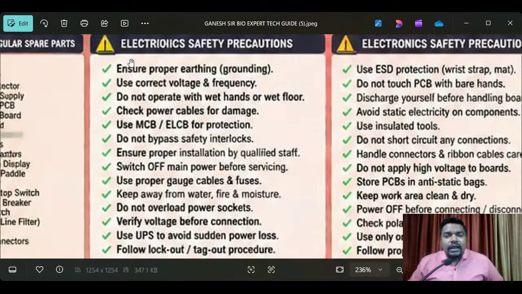And electrical safety precautions here: ensure power earthing and grounding, use correct voltage and frequencies, do not operate with wet hands or on a wet floor, check power cables for damage, use MCB or ELCB for protection, do not bypass safety interlocks, ensure proper installation by qualified staff, switch off main power before servicing, use proper gauge cables and fuses, keep away from water, fire and moisture, do not overload power sockets, verify voltage before connections, use UPS to avoid sudden power loss, and follow power lockout and tag out procedures.